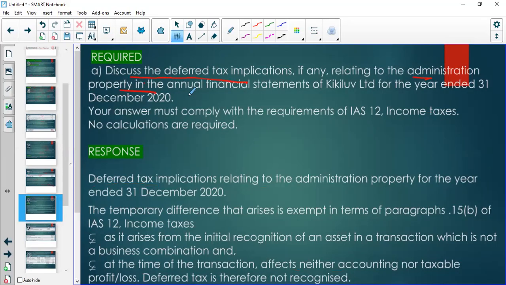So as you remember, the administration property building is exempt. We are told that SARS does not allow any tax allowances. So we're going to recognize deferred tax liability on all taxable temporary differences. The carrying amount of the building will be whatever amount it is, right? Then the tax base is going to be 0 because we are not allowed. So we're going to have a difference, which is obviously the carrying amount of that, all right? But then we need to know whether to calculate the taxation on this one. So they said discuss the deferred tax implications.